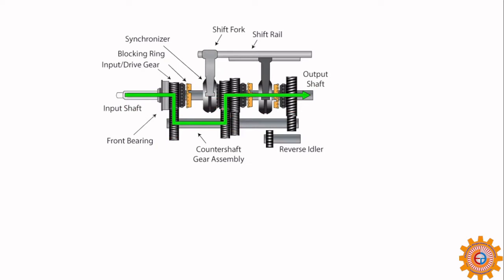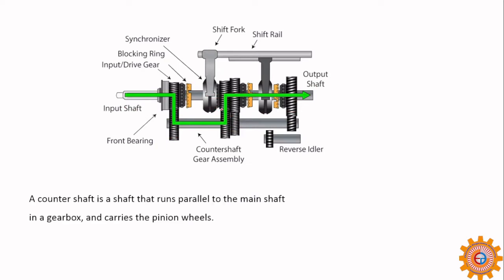A counter shaft is a shaft that runs parallel to the main shaft. So this is the counter shaft and this is the main shaft. This runs in parallel in the gearbox and also carries the pinion wheels, meaning gears. So this is the counter shaft of this one.